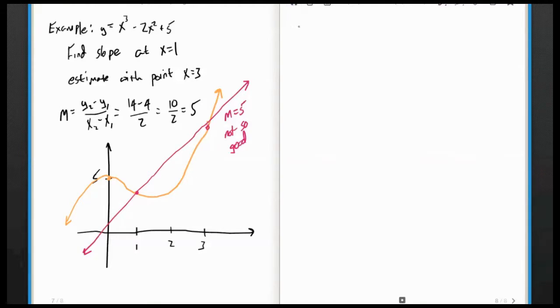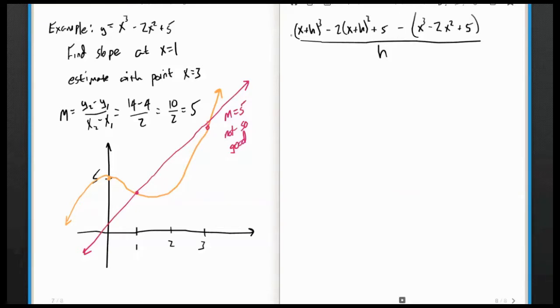I've got to do a little algebra. So I need to do (x plus h) cubed, which could be a hassle, minus 2 times (x plus h) squared plus 5, minus this whole thing, which is x cubed minus 2x squared plus 5, all over h, right? So for (x plus h) cubed, I do happen to remember this, remember Pascal's triangle and the binomial cubed. I think this gives us x cubed plus 3x squared h plus 3xh squared plus h cubed. Remember the coefficients for a cubic go 1, 3, 3, 1.